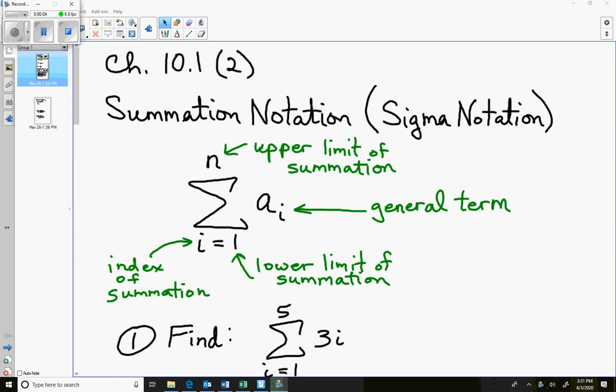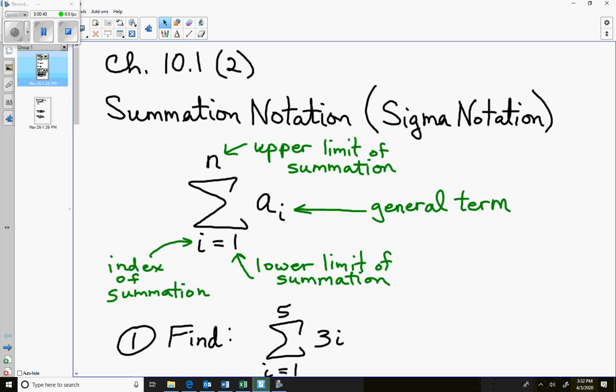All right, this is still 10.1. It is 10.1, the second one. We're going to start with summation notation, also referred to as sigma notation. It goes by both names because that right there is the Greek letter sigma. Some people call it sigma notation, but what the symbol tells us to do mathematically is we are summing, we are adding things up. So it is referred to as both summation notation or sigma notation.